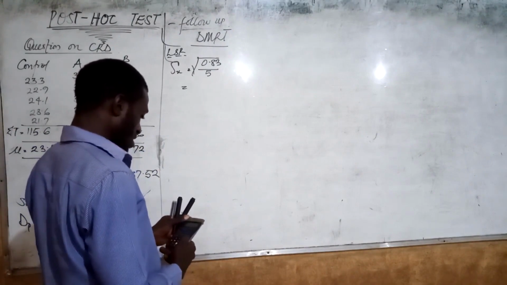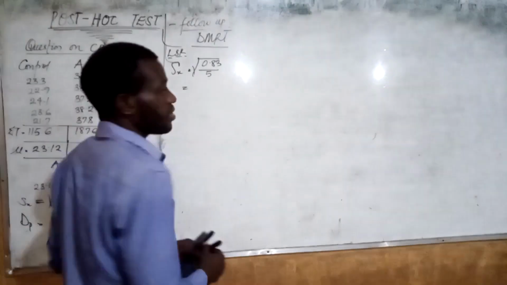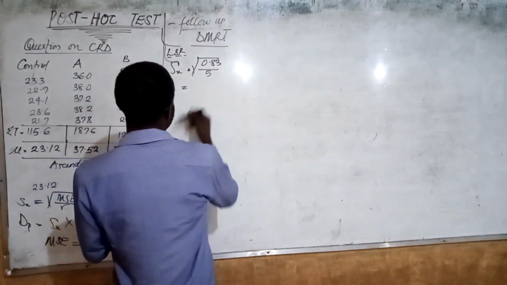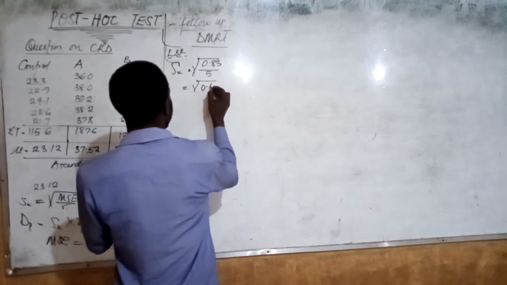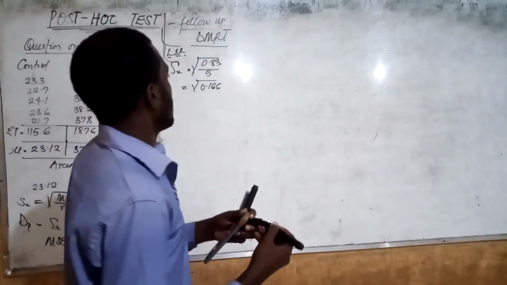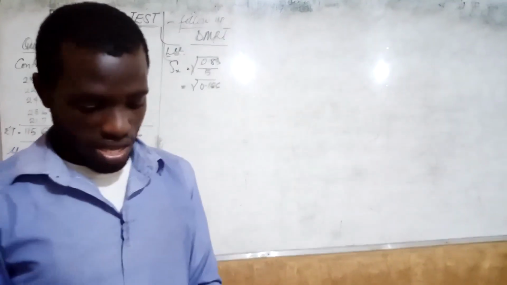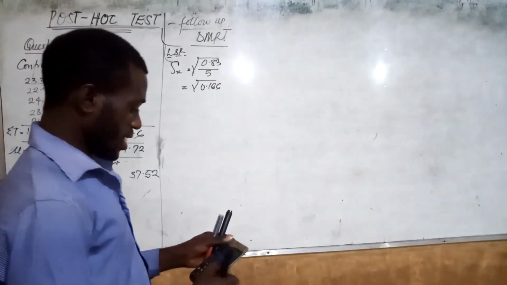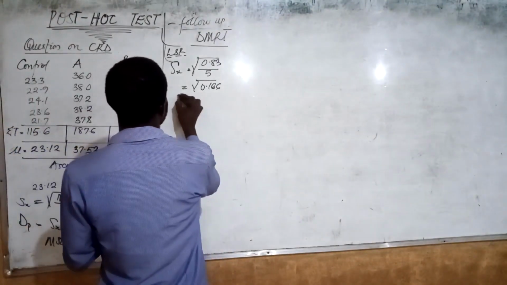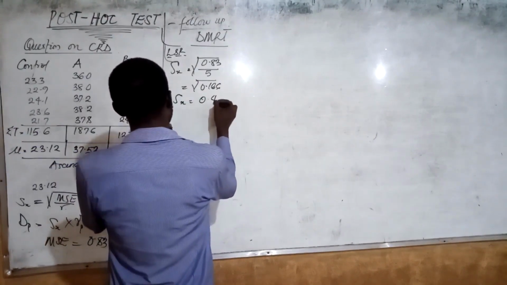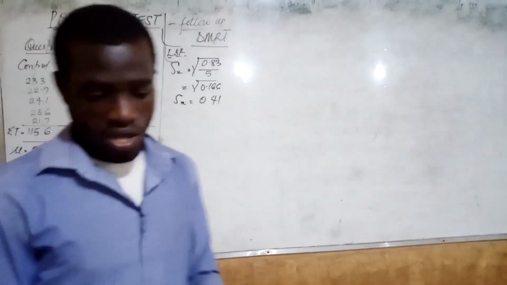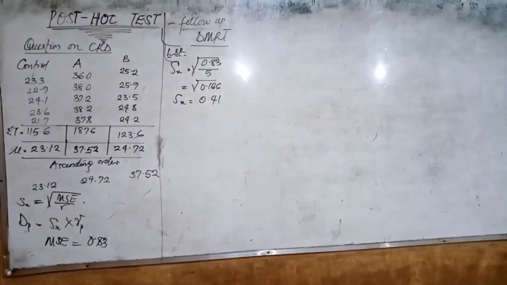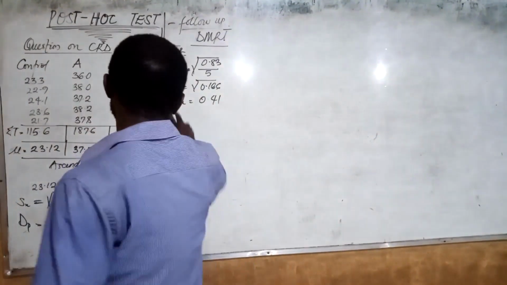0.883 divided by 5 is equal to the square root of 0.166. Alright, then the square root of 0.166 is going to give us 0.407. So our SX value is equal to 0.41, approximated to 2 decimal places. So we've gotten our SX value.